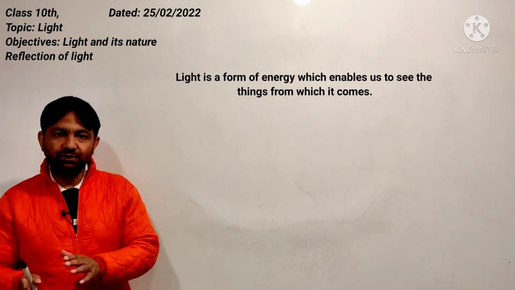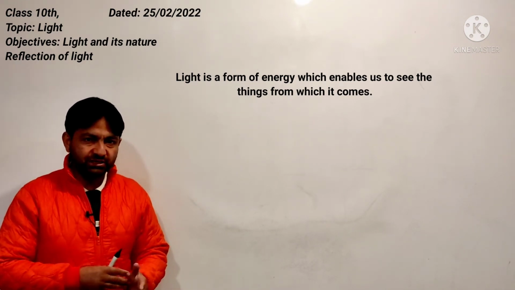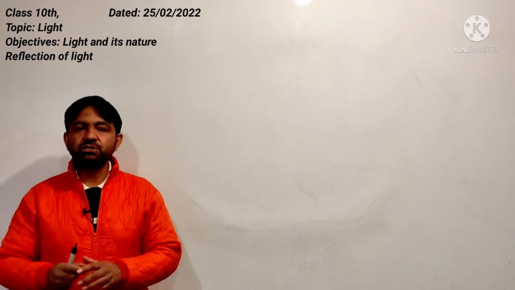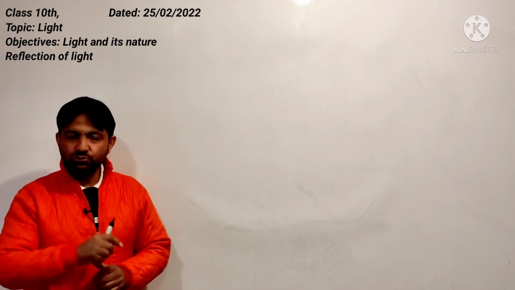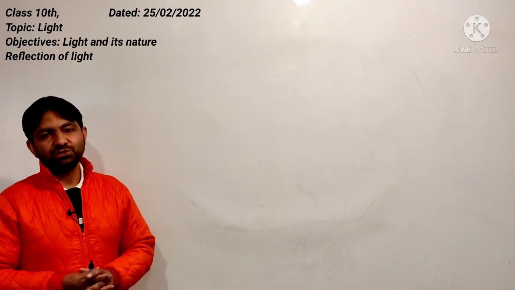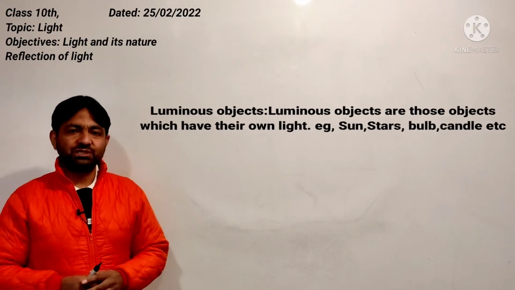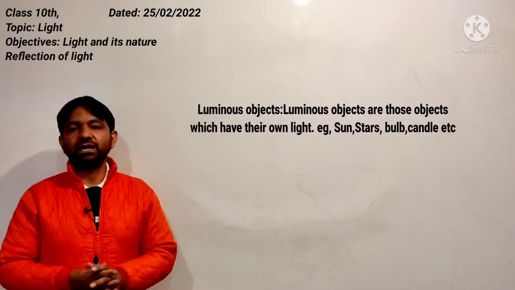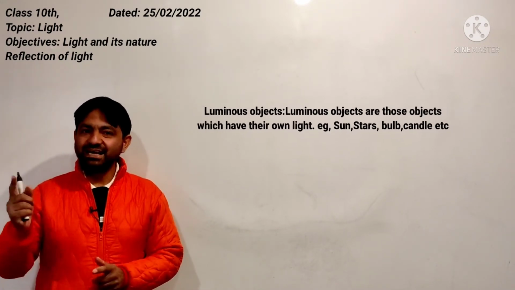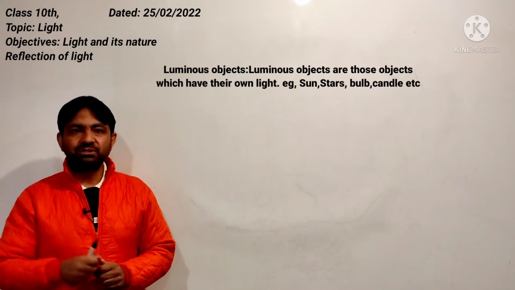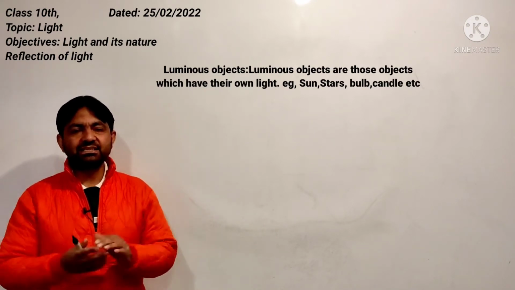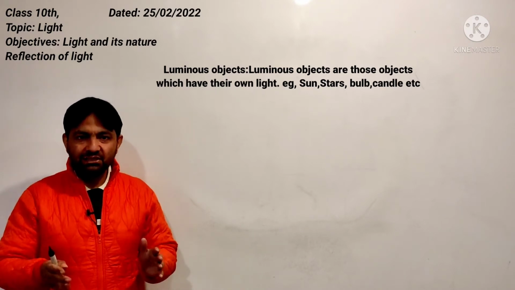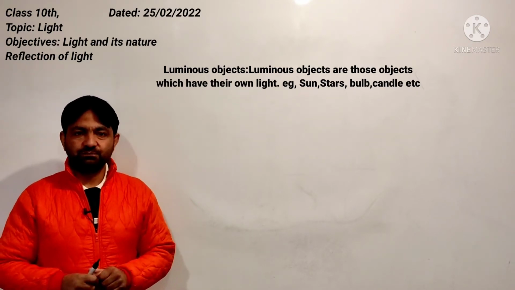On the basis of a light given by an object or light reflected by an object, there are two types of objects: luminous objects and non-luminous objects. What are luminous objects? Luminous objects are those objects which have their own light. For example, sun, stars, bulb, candle, all these things which I have discussed, they have their own light. That is the reason they are called luminous objects.